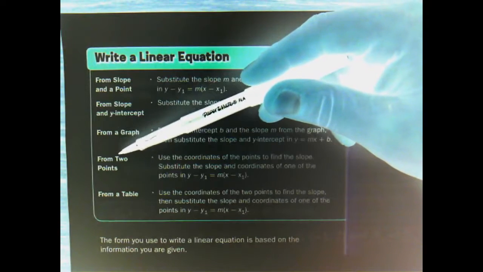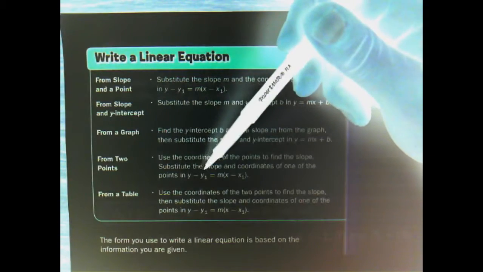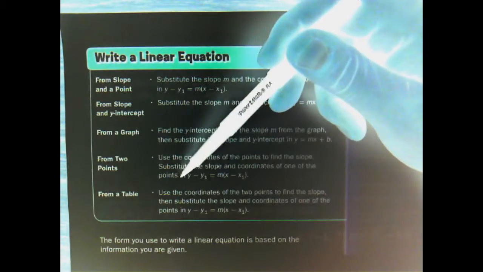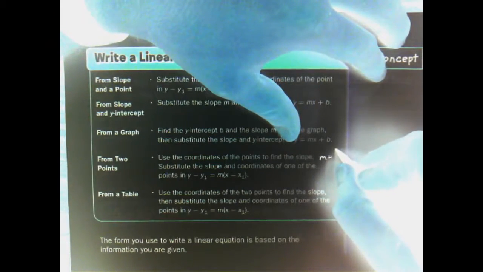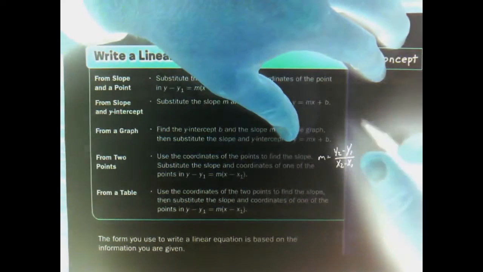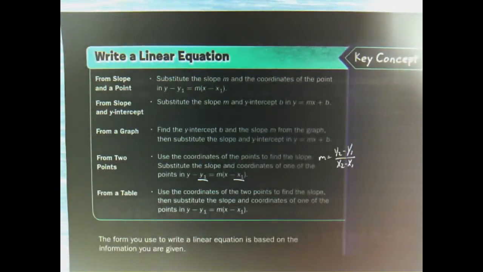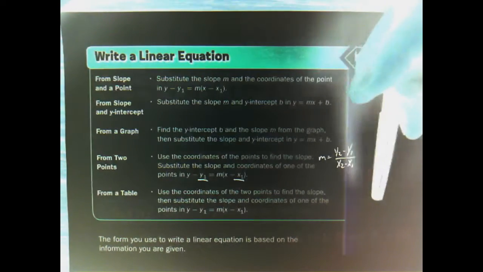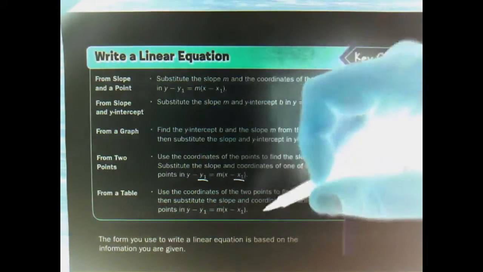Now, if you're given 2 points on the graph, one thing you can do is use the coordinates of the points to find the slope, then substitute the slope and the coordinates of one of the points into point slope form. So you would use your slope formula, which is y sub 2 minus y sub 1 all over x sub 2 minus x sub 1 to find your slope, and then you would just use your x sub 1 and y sub 1 in the point slope form. And then lastly, from a table, again, you'd probably just take the 2 points and do the exact same thing as you did from 2 points, because that's essentially what a table is, a collection of points. So you just select 2 of them and do what you did from above.